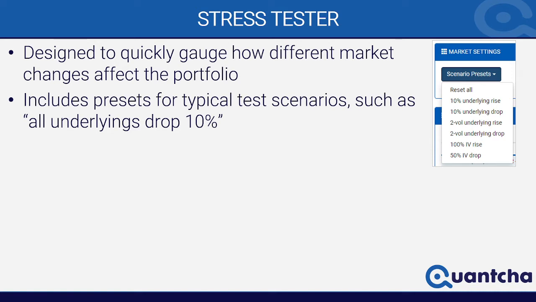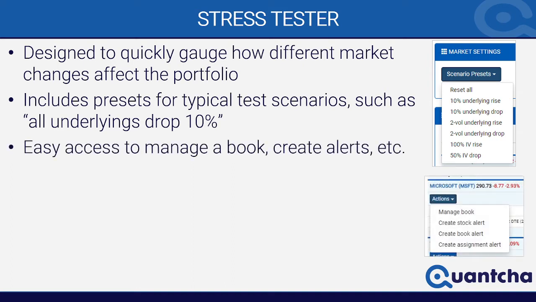It'll go through, it'll take those positions you have. If they cross expirations, it'll cash settle them or simulate a cash settlement, and then finally give you those final numbers that you're looking for, just to see if you've got the margin on hand that you need, as well as what your total changes should be. You also have access to easy things like managing the book or creating alerts, or even things like assignment alerts, so that you'll be able to use Quantcha alerts to be aware of some of these changes before they happen.